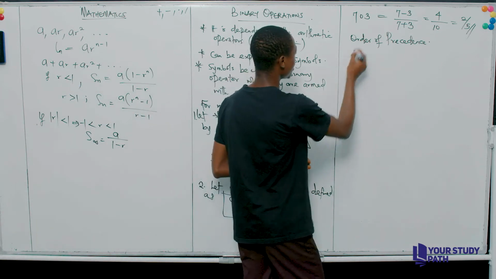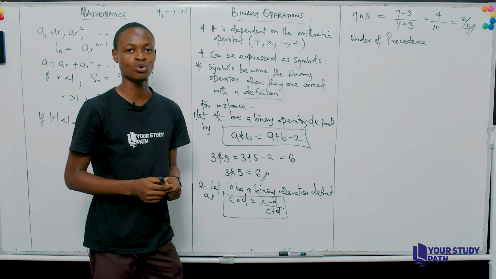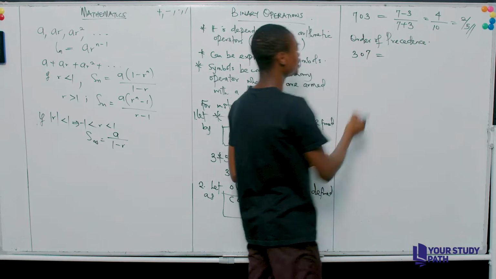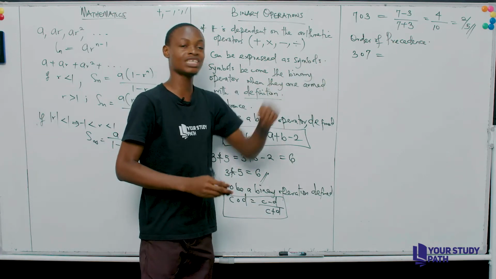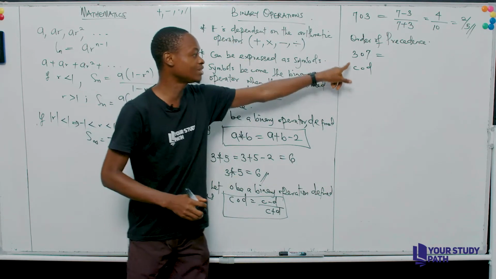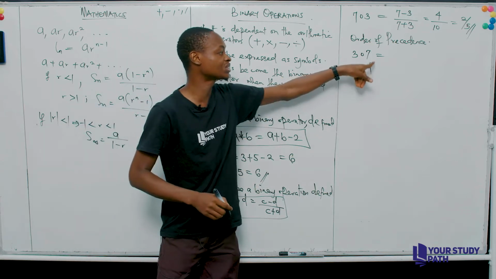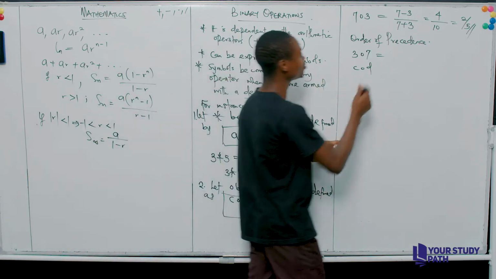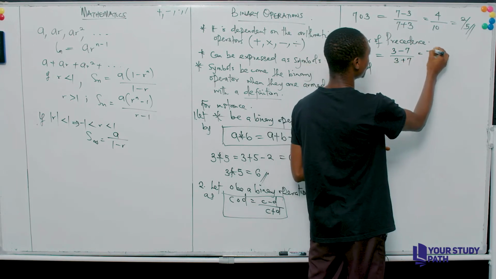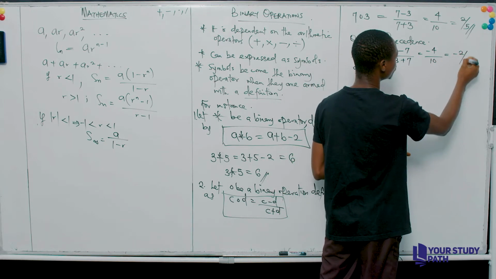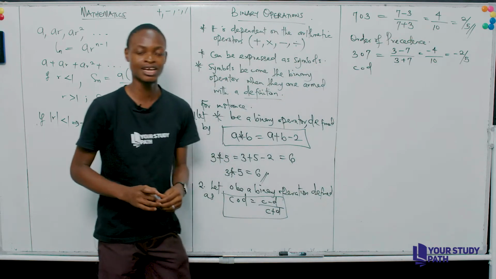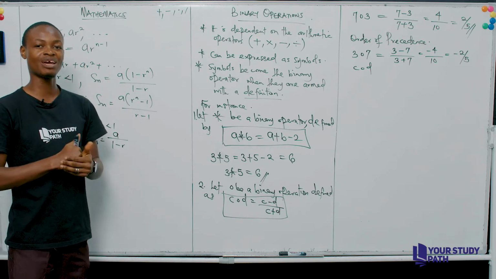Let's see. You are given 7 naught 3 to look for. If you now decided to say, okay, the order does not matter, let me do 3 naught 7, I'll still get the same thing. Let's see what happens. The moment you do 3 naught 7, if you were to compare to C naught D, what would that mean? It will mean that 3 would now take the position of C and 7 must now take the position of D, which means that 3 naught 7 will be the same thing as 3 minus 7 divided by 3 plus 7. And this will give you minus 4 divided by 10, which in lowest terms is minus 2 over 5. So you see that the answer is not the same. The order of precedence is very, very important.